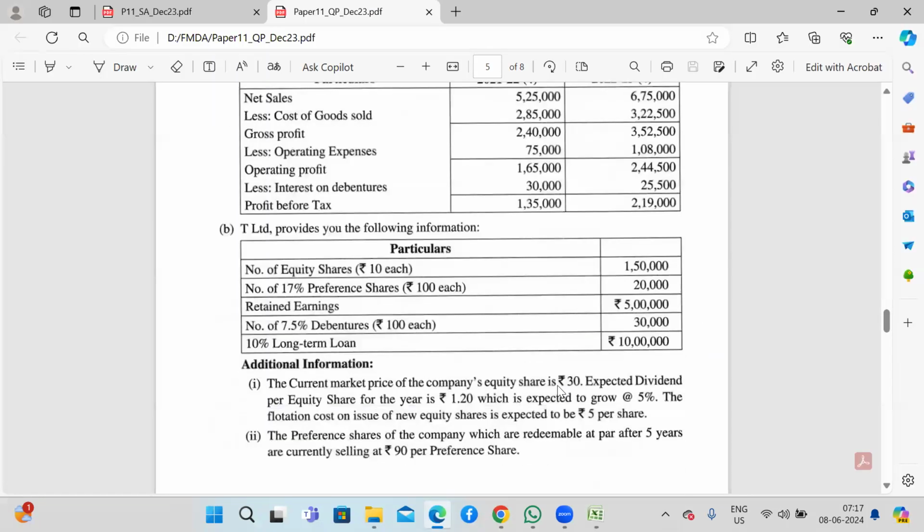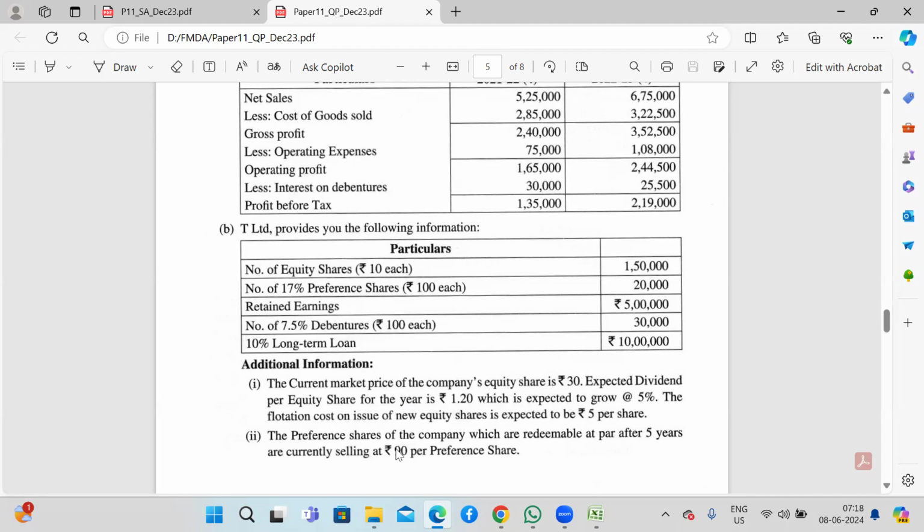For B, T Limited provides you the following information. Number of equity shares, number of 17% preference shares, retained earnings, number of 10.5% debentures, 10% long-term loan they have given. Current market price of the company's equity shares is 30. Expected dividend per share for the year is 1.2, which is expected to grow at 5%. Flotation cost on issue of new equity share is expected to be 5 rupees per share.